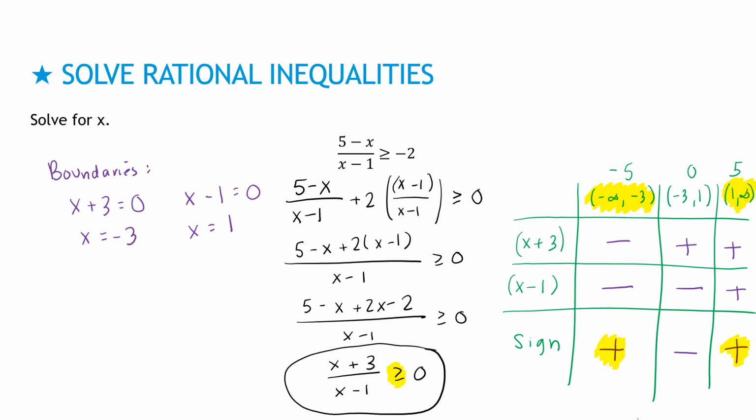Before I write my final solution, I need to take a look at boundary points. For the x plus 3, it's okay to include the negative 3 because it's okay if the numerator is 0, because of the or equal to. The denominator can never be 0, so I cannot include the 1. So I'm going to do negative infinity to negative 3, and I'm going to include the negative 3, so closed bracket. Then I'm going to do union, and then the 1, because it's the denominator, can never be included. So 1 to infinity. That's my final answer.